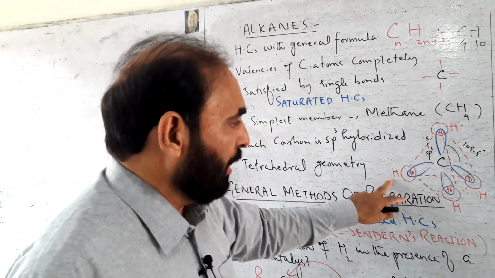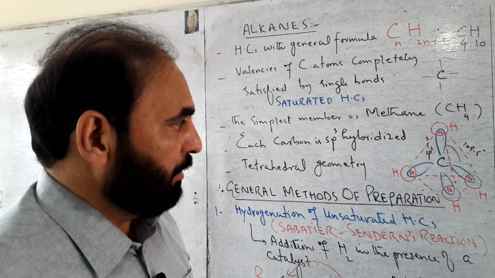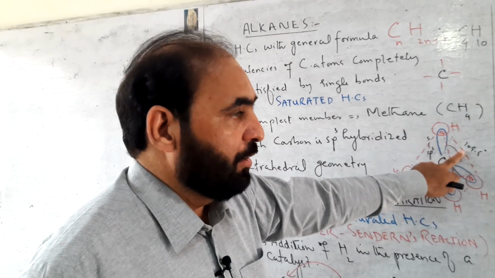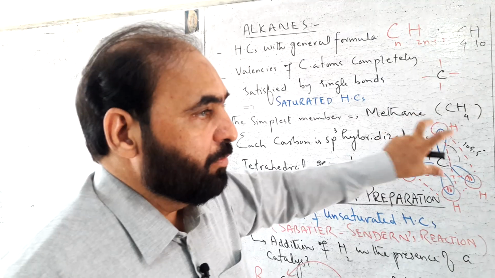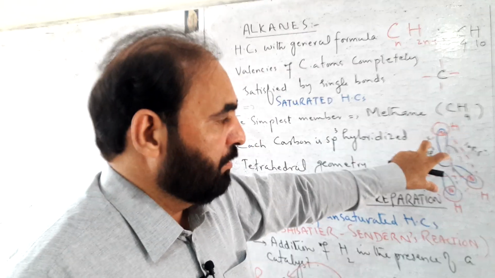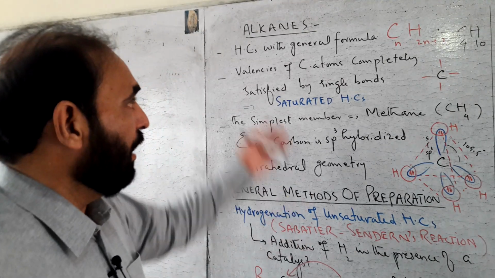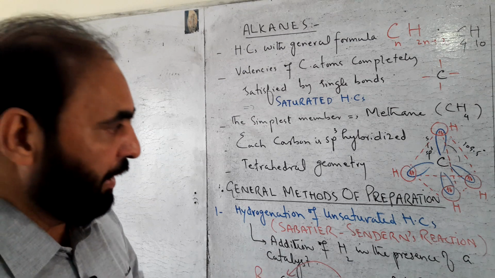4 hydrogen atoms are located at corners of the tetrahedron with an angle of 109.5 degrees. So this is the geometry or shape of methane, which is the first member of this class, alkanes. So these are general features of the alkane family.